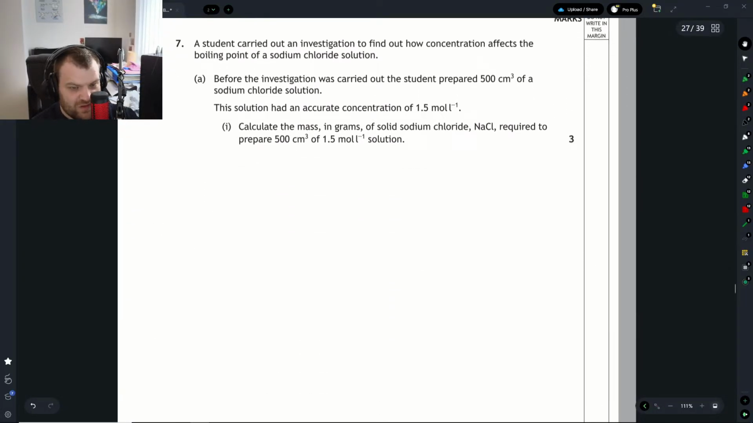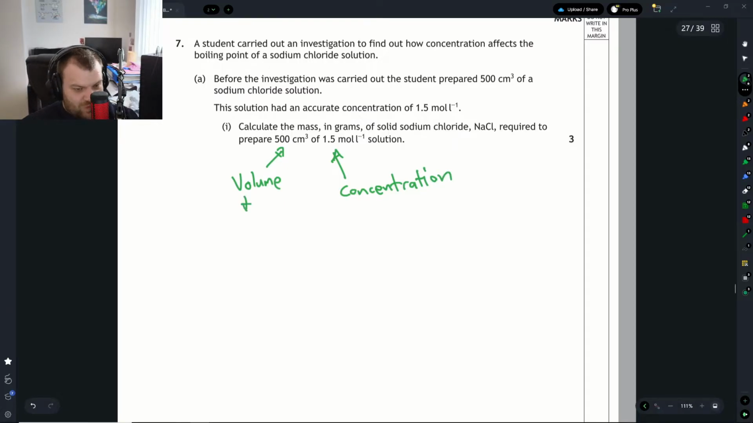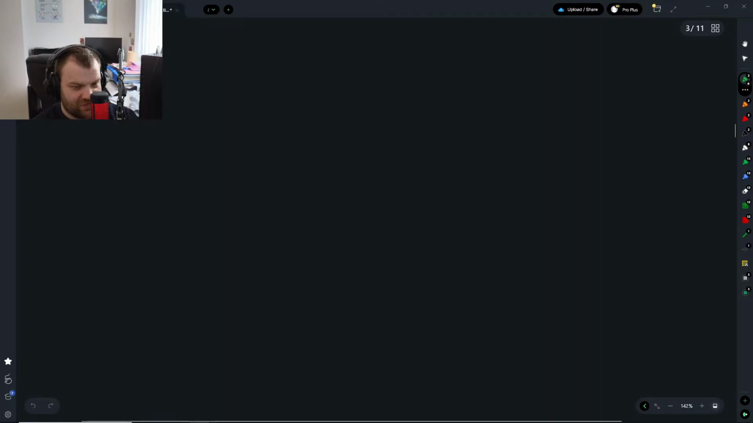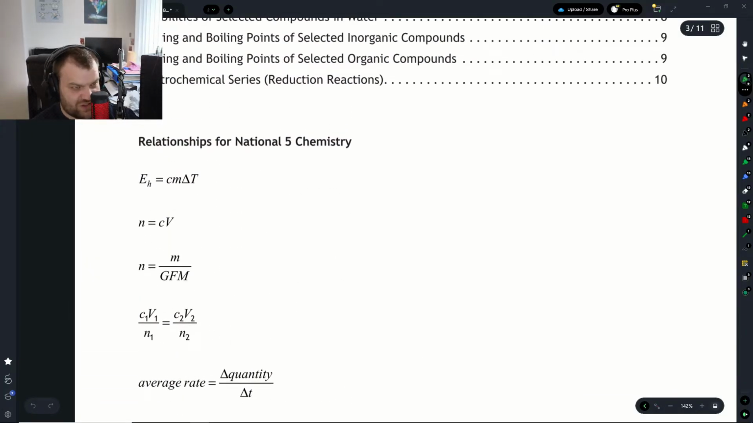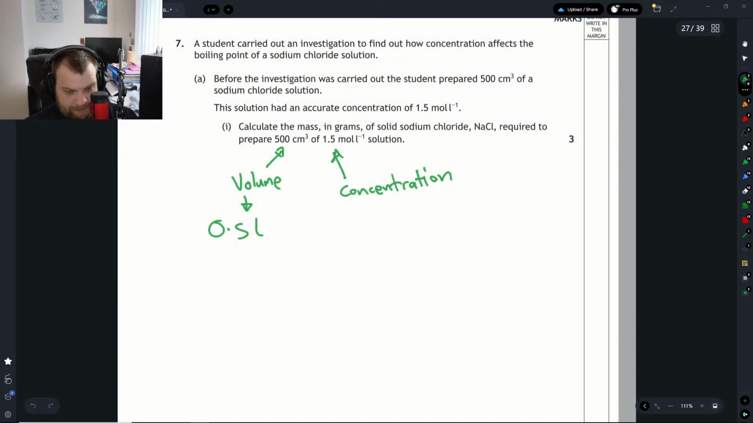Here: calculate the mass required to prepare 500 centimetres cubed of 1.5 mole per litre solution. We need to get used to recognising volumes in centimetres cubed and concentrations in moles per litre. We also want our volume in litres, and that will allow us to use them together. The data booklet tells us that n equals c times v, concentration times volume. Let's do that. Put that in your calculator.